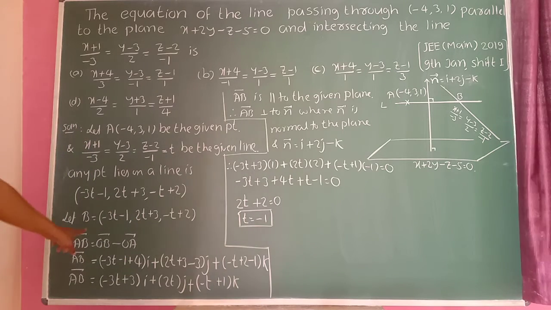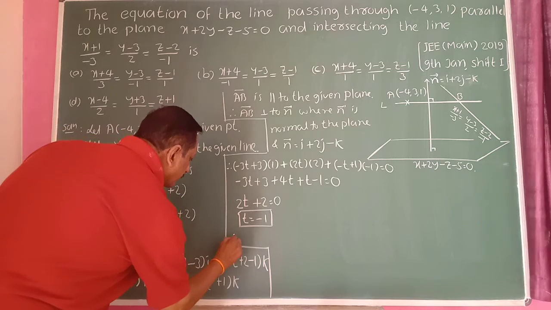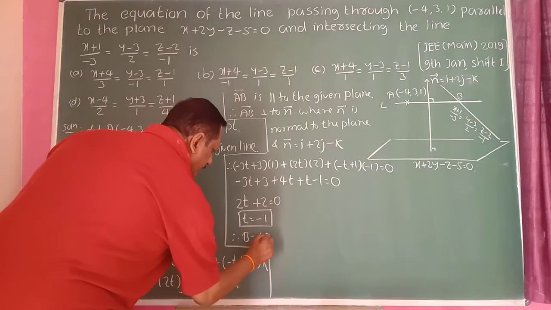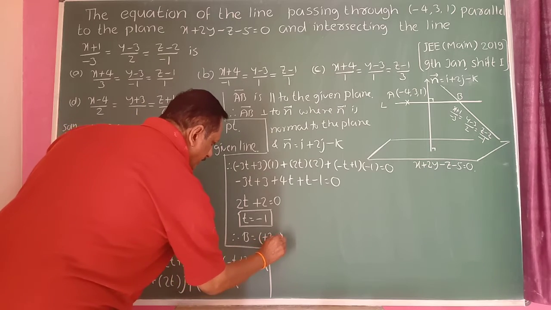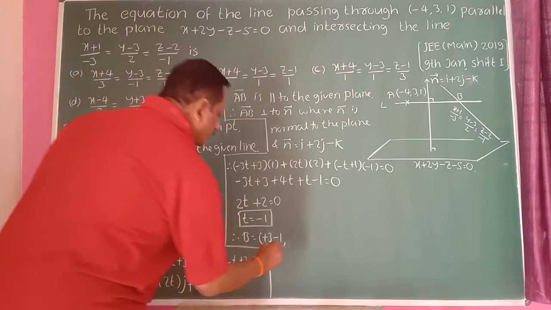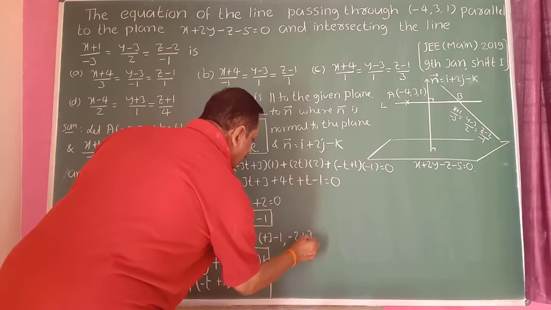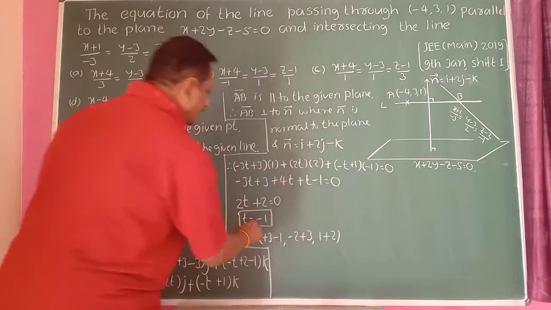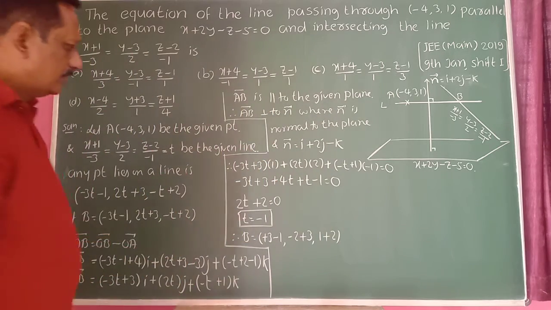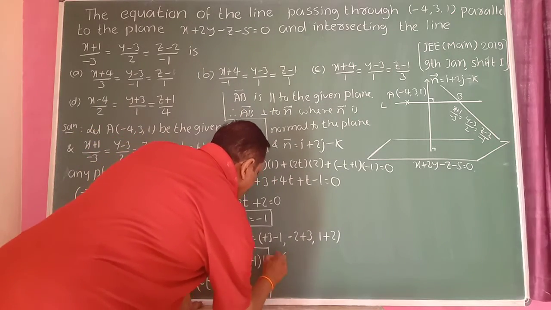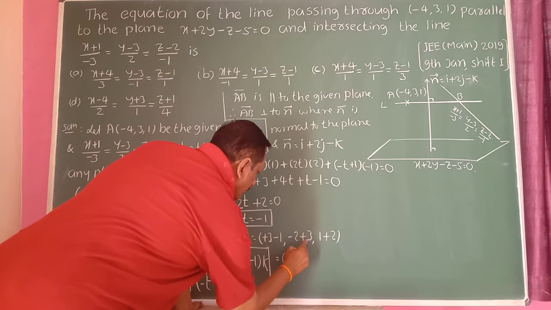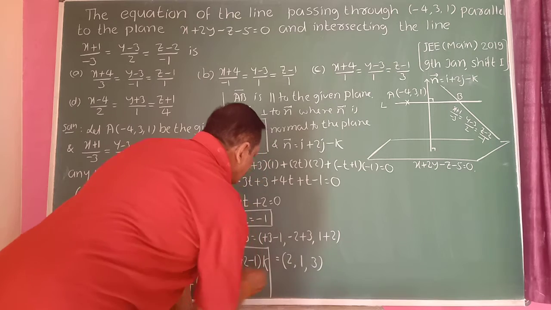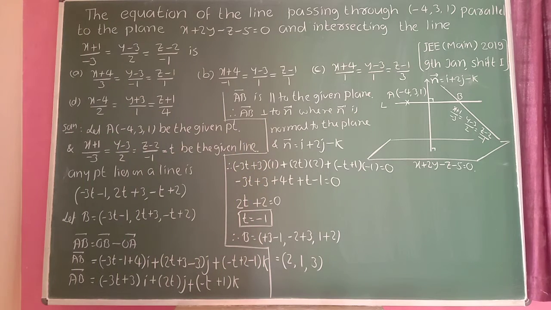Therefore, B = (-3(-1) - 1, 2(-1) + 3, -(-1) + 2), because we substitute the value t = -1 here. Minus times minus becomes plus. So 3 - 1 becomes 2, -2 + 3 gives 1, and 1 + 2 becomes 3. So this is the coordinate of the point B.